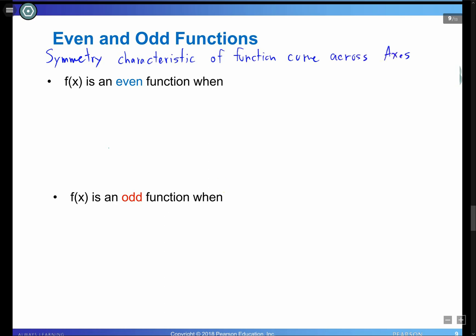And we are talking about both axes here, both the x and y axis. So the keywords, even and odd functions, it's all about the symmetry. Symmetry across axis. So we are going to do some flipping of the graph across both x and y axis. So let's check it out here.